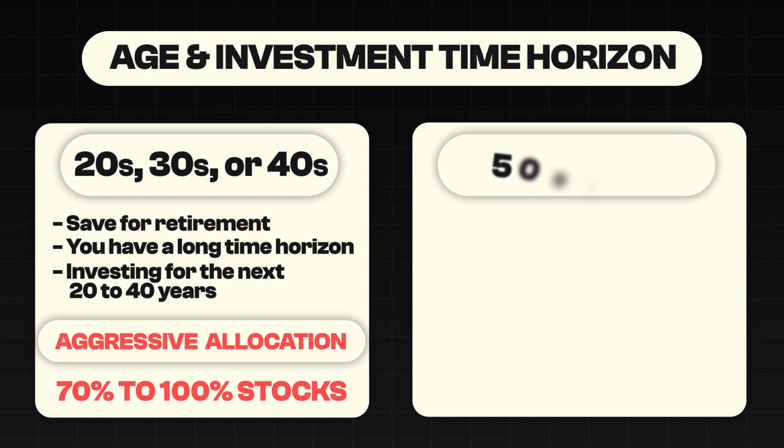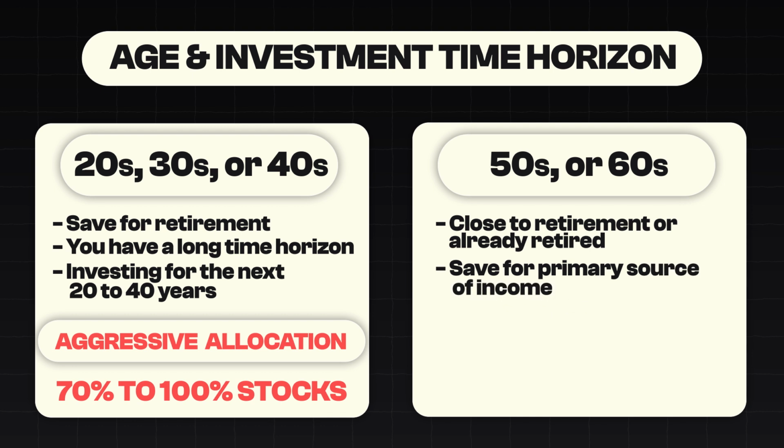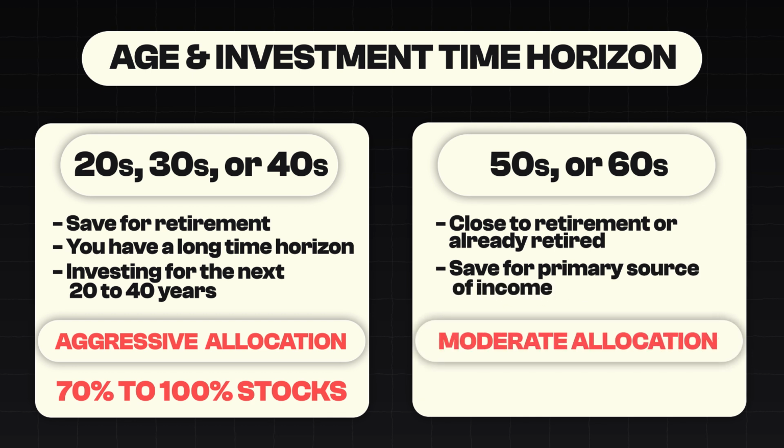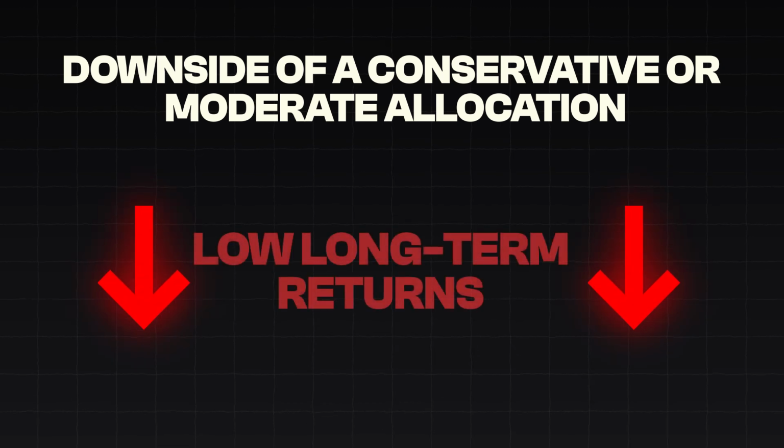On the other hand, if you are in your 50s or 60s, close to your retirement or already retired, and your savings are your primary source of income, you might prefer a moderate asset allocation and then slowly transition into a conservative allocation. The reason to pick a moderate to conservative asset allocation is because you would want a steady income from your portfolio, and secondly, you would want a stable portfolio to be able to sell and liquidate in case of financial need. Now, one important thing to remember is that the downside of a conservative or a moderate allocation is low long-term returns.